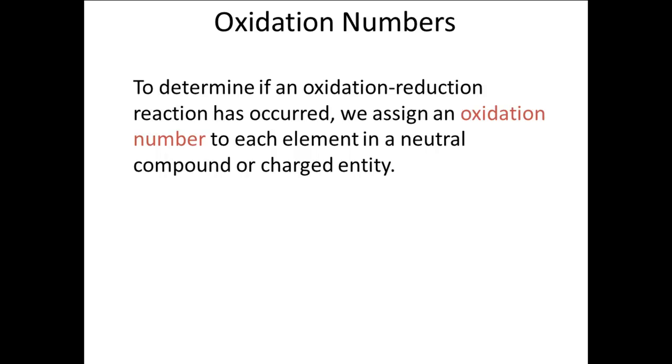How do we know if a redox reaction has occurred? We can determine whether oxidation or reduction has occurred by checking to see if the oxidation number of the element has changed. To begin with, we assign an oxidation number to each element in a neutral compound or charged entity. The basis for this system is the assumption, which is not true, that electrons are always completely transferred from one atom to another. The electrons in a bond are assigned to the more electronegative element. The following slides give the rules for assigning oxidation numbers.